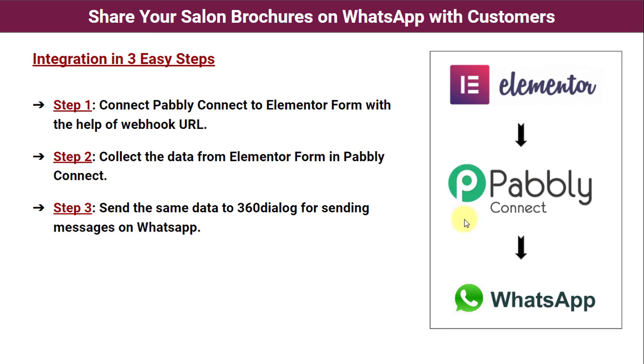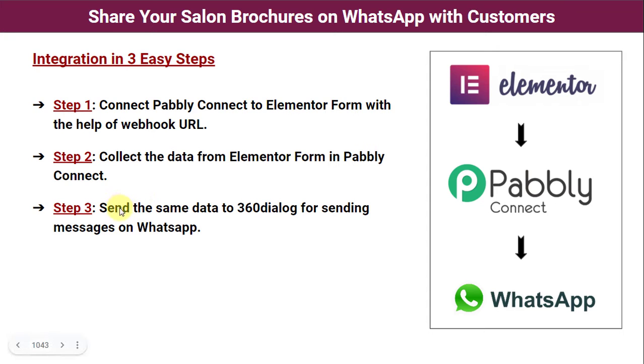Basically this webhook URL is an address provided by Pabbly Connect. We have to copy the same and paste it into our Elementor form, and in this way our form will get connected to Pabbly Connect. In the second step, we have to collect the data from Elementor form in Pabbly Connect. Now as our form is connected with Pabbly Connect, we have to collect the same data into Pabbly Connect. How? For example, if a form submission is made by a person, the details of that same person will be captured here into Pabbly Connect automatically.